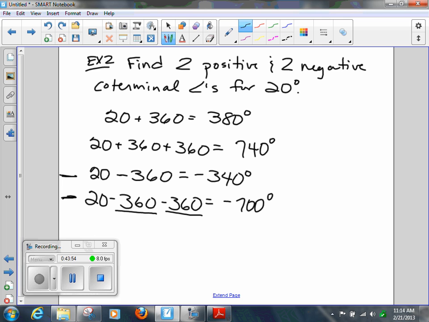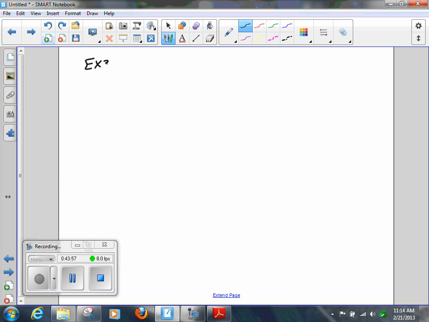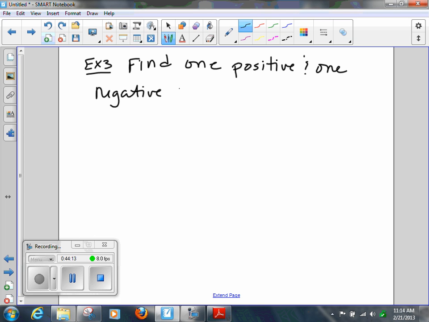Hey, what have we not dealt with? We've been dealing with degrees a lot, right? How about radians? Find one positive and one negative coterminal angle to 3 pi over 4. Now we're dealing in radians, okay? Because we got to go backwards and forwards between them and it not be a big deal.